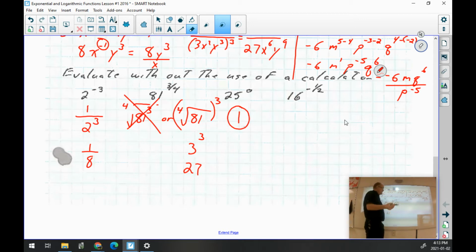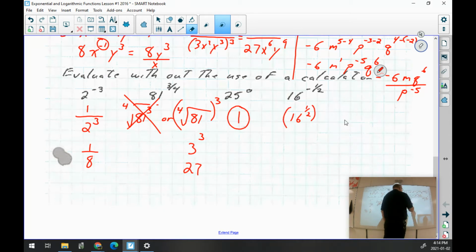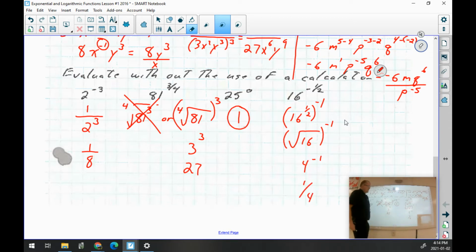16 to the power of negative 1/2. Okay, I can write that as 16 to the power of 1/2, to the negative 1, or I could take the negative 1 first. We're talking about the square root of 16 to the negative 1, or 4 to the negative 1, 1/4. So I don't care in which order. I did this one using the negative first, and that one I did with the negative second. It doesn't really matter.